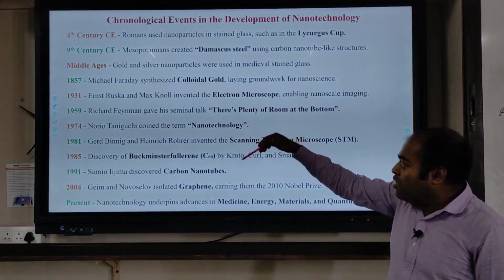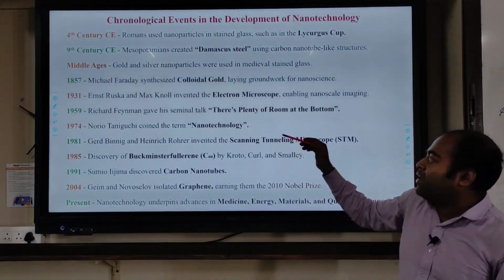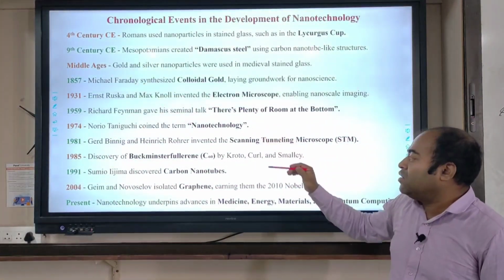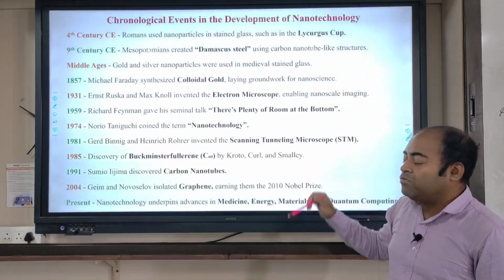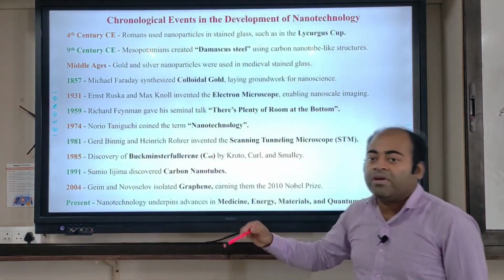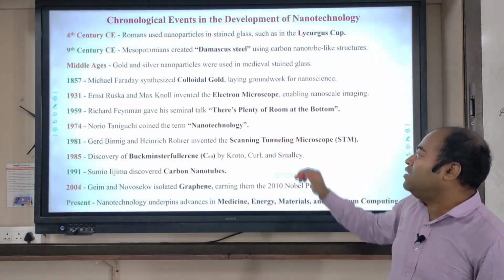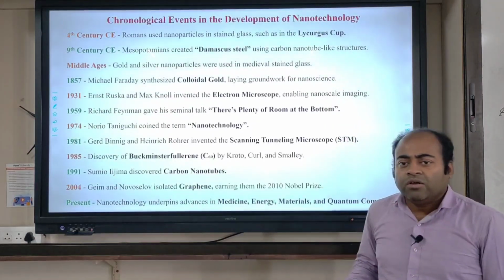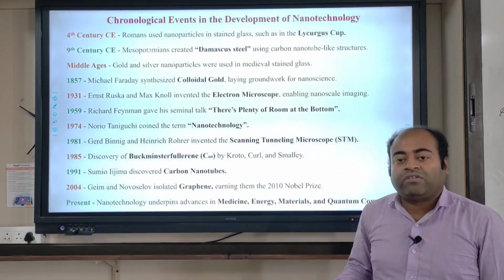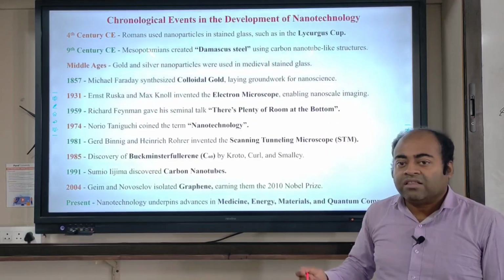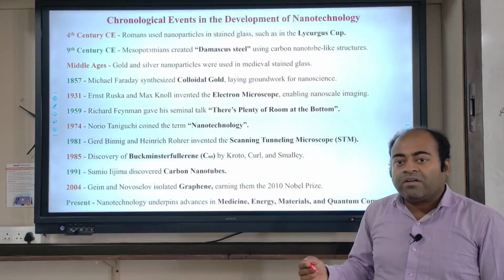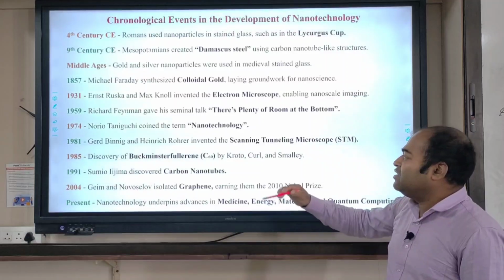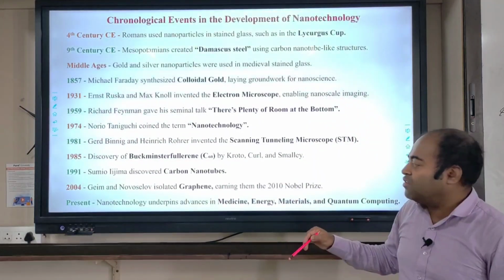Then in modern times, in 1857 Michael Faraday synthesized colloidal gold. Then in 1931, a major invention which pushed the boundaries of nanomaterials and nanotechnology was the discovery of the electron microscope. With this discovery, people now could see the nanostructures, and thus the field of nanomaterials and nanotechnology took a new impetus. After that, there was rapid progress in this field.